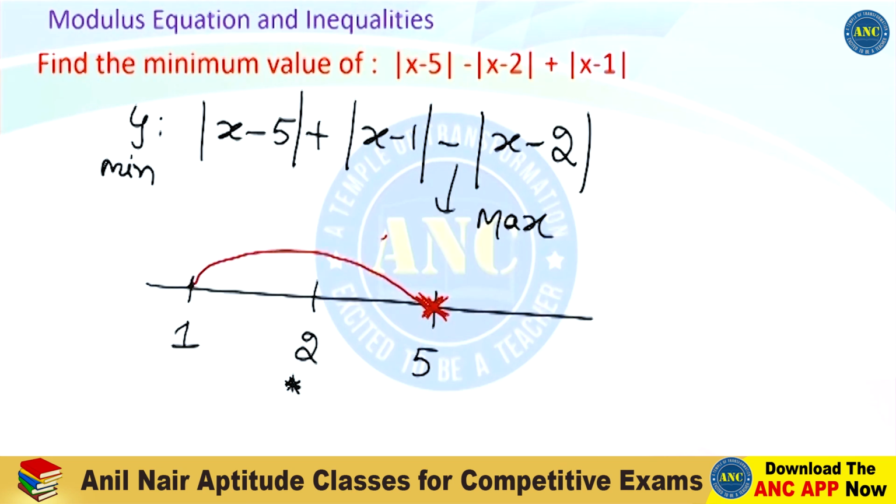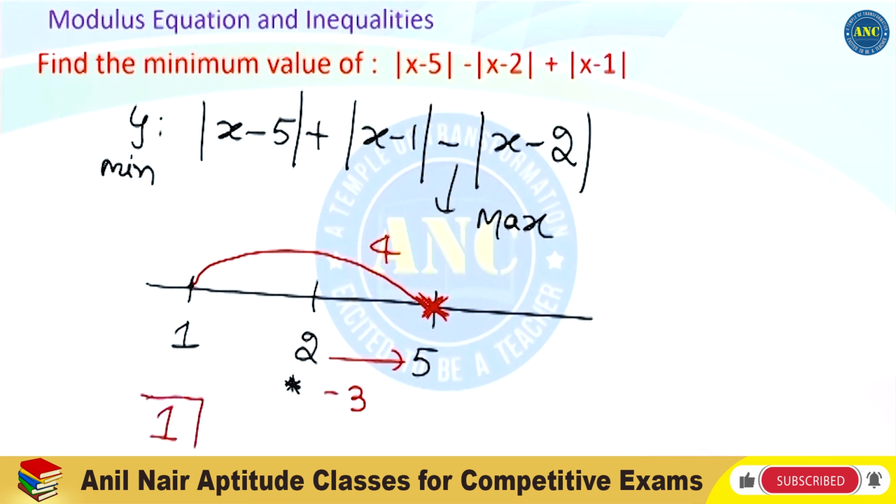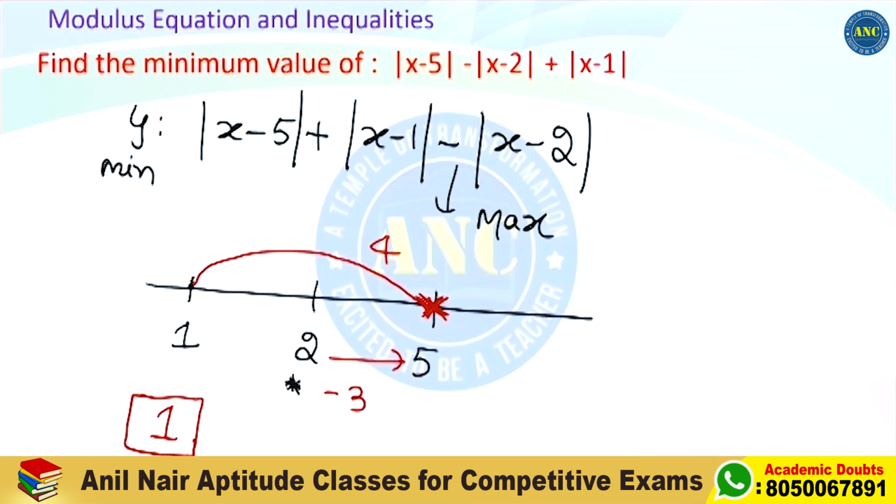From 1 to 5, it is nothing but 4. From 2 to 5, it is nothing but 3. Because there is a minus sign, there will be a minus before it. 4 minus 3, the answer is nothing but 1. I hope the idea is clear. Very, very easy question, if you know the root cause of the problem. Just by drawing a number line, you will be able to get it very easily.